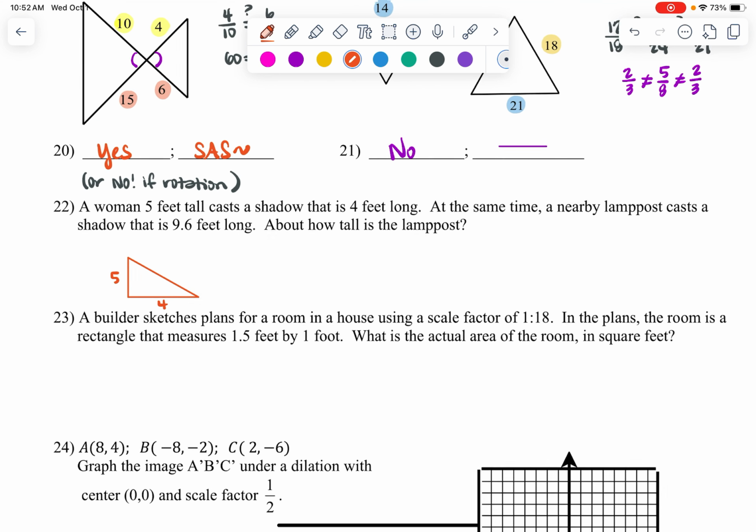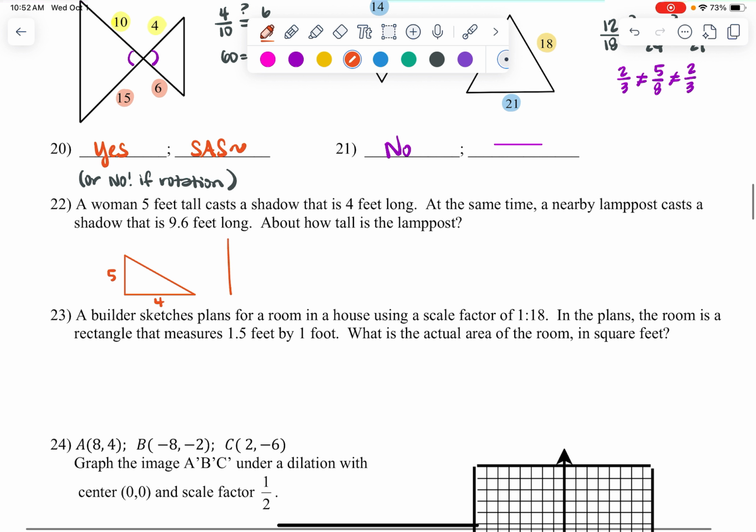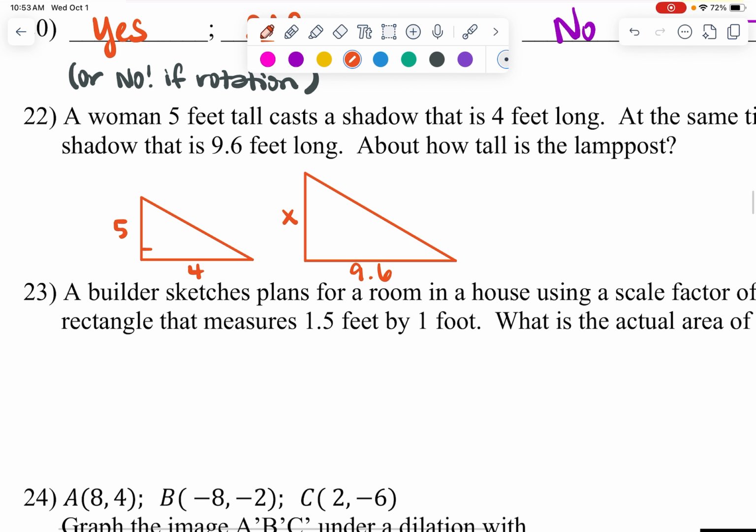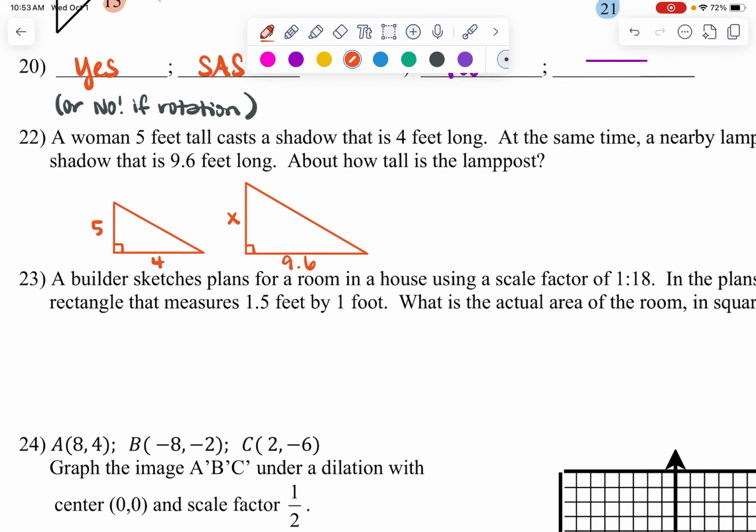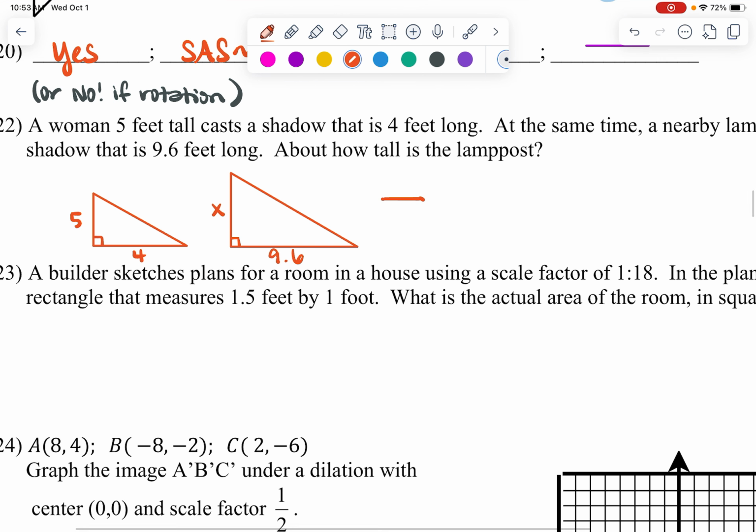All right, and then at the same time, a nearby lamppost. I assume the lamppost to be taller than the woman. The lamppost casts a shadow that is 9.6 feet long. How tall is the lamppost? Now, we do assume these to be similar. In this class, everything we do is going to be standing perpendicular to the ground. So we assume that the woman isn't leaning, and we also assume the lamppost isn't leaning off to the side.